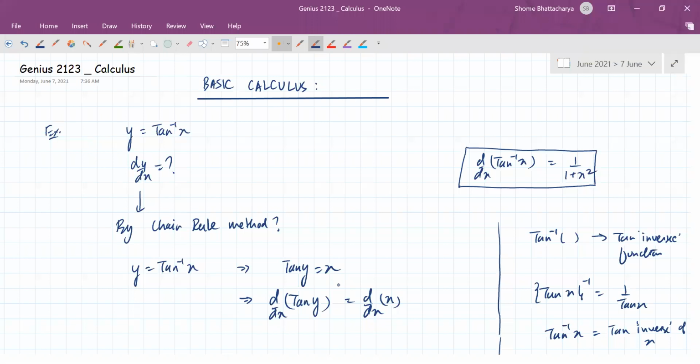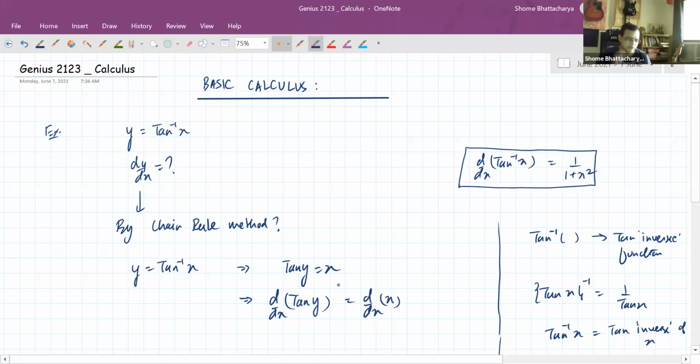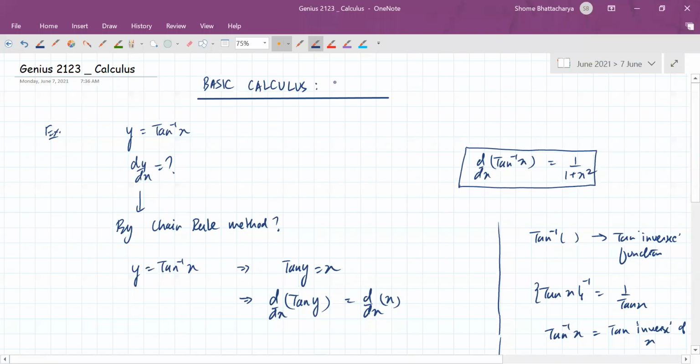Sir, sec square y into dy by dx is equal to 1. Yes, very good. And sec square y you can express in terms of tan y. You can use the identity that sec square is equal to 1 plus tan square.